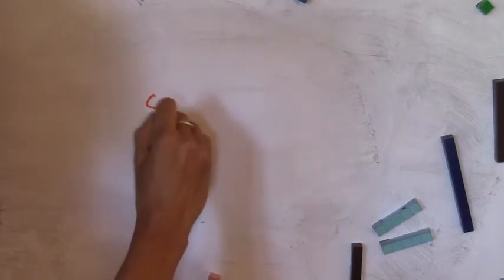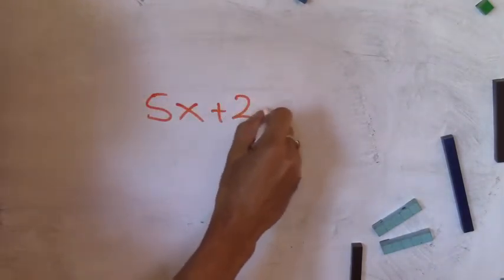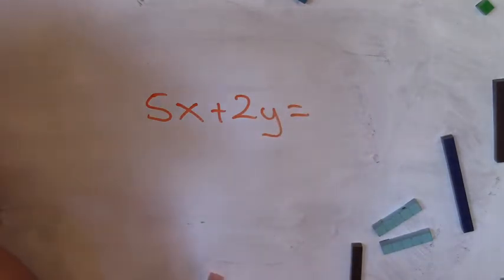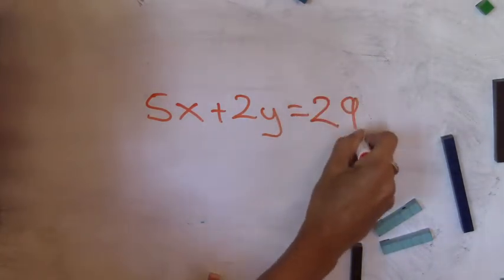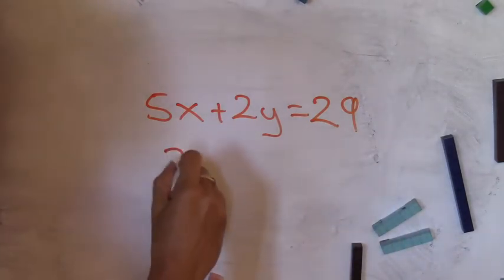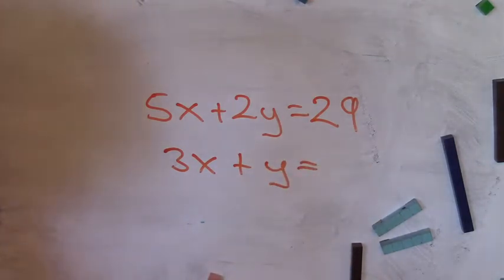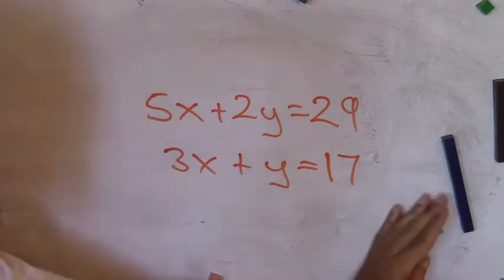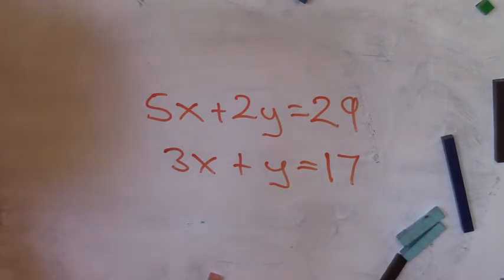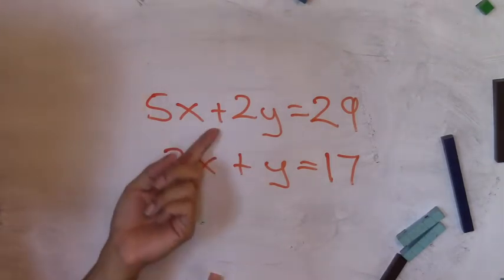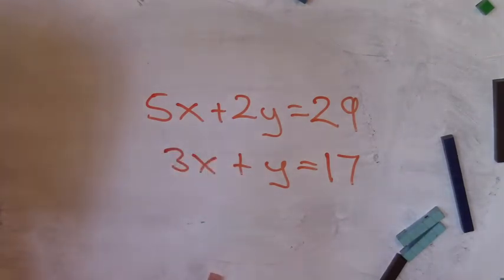Let's do 5x plus 2y is, let's see here, 29. And then over here, 3x plus y is just going to be 17. Okay. It could be. And then tomorrow, next time I see you, we'll throw some negative ones in there. Oh yeah. Then you're gonna be styling.